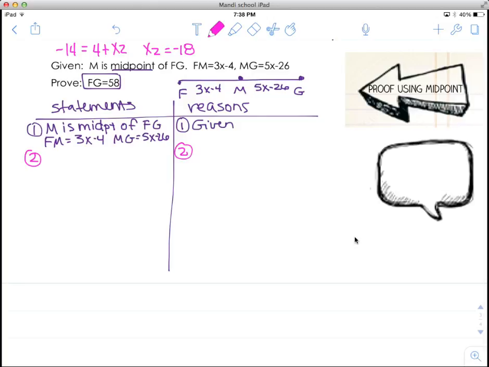Okay, the second step is we want to talk about what it means to have a midpoint. The definition of midpoint that we saw earlier in our notes said that it created two congruent segments, or they had equal measure. So it's telling us that both sides are congruent based on the midpoint. So then we can say that segment FM is congruent to segment MG, and the reason is the definition of midpoint.